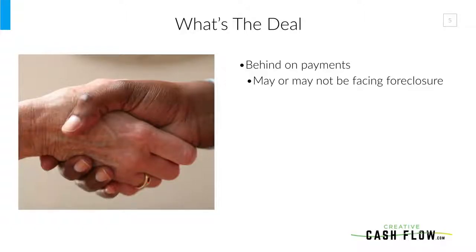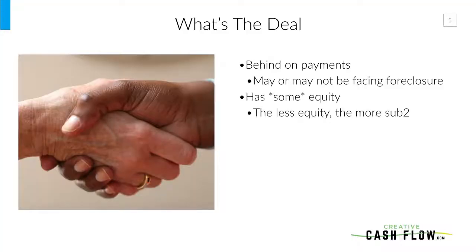What's the typical deal look like on a subject-to property? Well, the first and largest indicator is going to be that they're behind on payments. They may or may not be facing foreclosure, right? They may be $6,000 behind and not actually in a scenario where the foreclosure is imminent, but they're going to be behind on payments, most likely. They're going to have some equity. Now, like I've said before, the less equity they have, the more subject-to it's going to be.